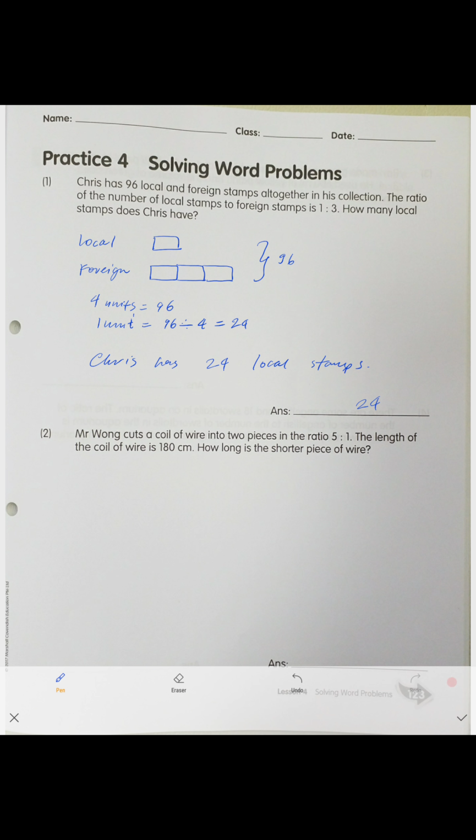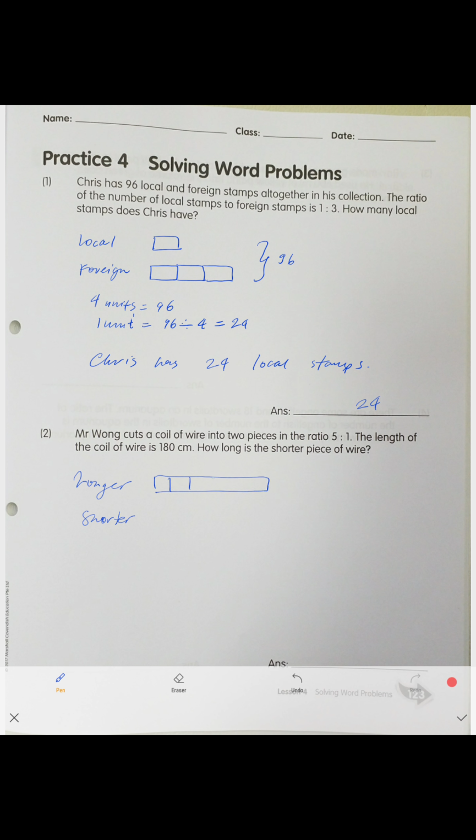Alright, next problem. Mr. Wang cuts a coil of wire into 2 pieces in the ratio 5 to 1. The length of the coil of wire is 180 centimeters. How long is the shorter piece of wire? Okay, so you have a wire and you cut it into 2 pieces. You have 2 pieces, long and short, right? Longer and shorter. So this is what you write, longer piece and shorter piece. And then you think about length. The ratio is 5 to 1, right? Obviously, longer is 5 units.